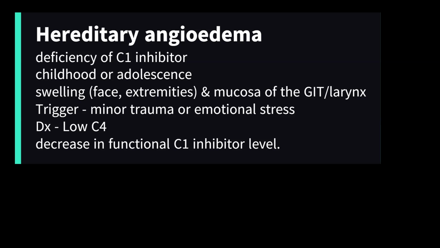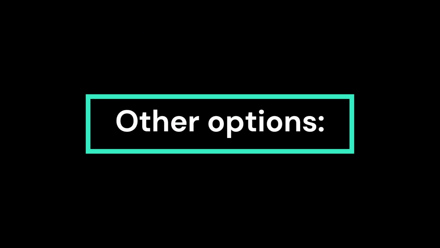Initial evaluation of hereditary angioedema is with complement testing. Low C4 is characteristic because, in the absence of C1 inhibitor, unregulated activation of C1 leads to excess activated C1 and, in turn, unchecked cleavage of C4. Diagnosis is confirmed by a decrease in functional C1 inhibitor level. If you choose any option other than B, you are wrong.